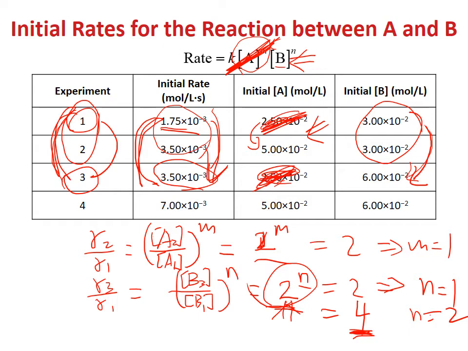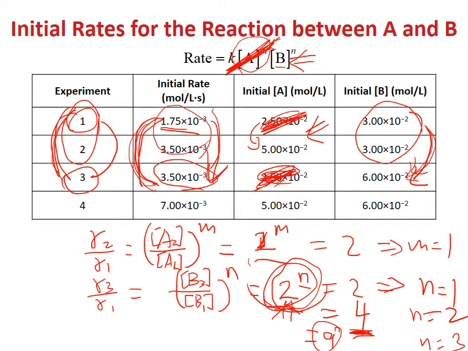Now, if the measured reaction rate changes 9 times, the concentration again doubles. So this is the theory, and this is the experiment. Then n will be 3, so it will be a third order reaction.